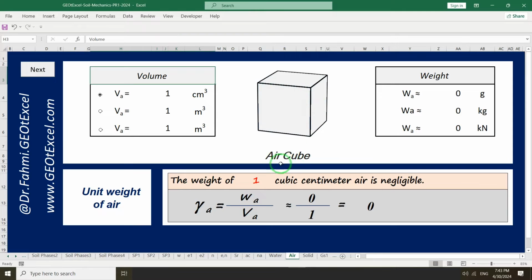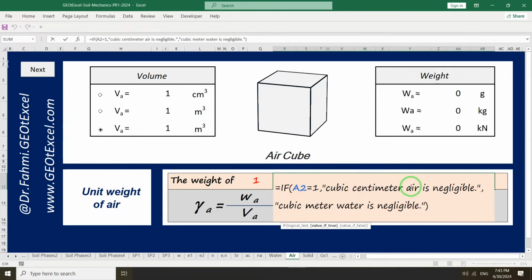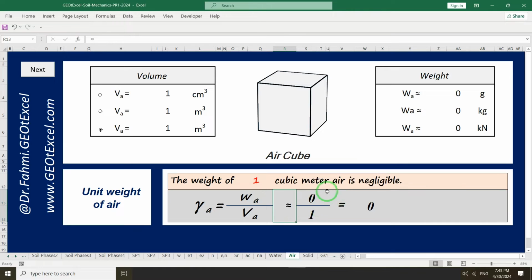Air cube. The weight for air cube is negligible. The weight of 1 cubic meter air is negligible.